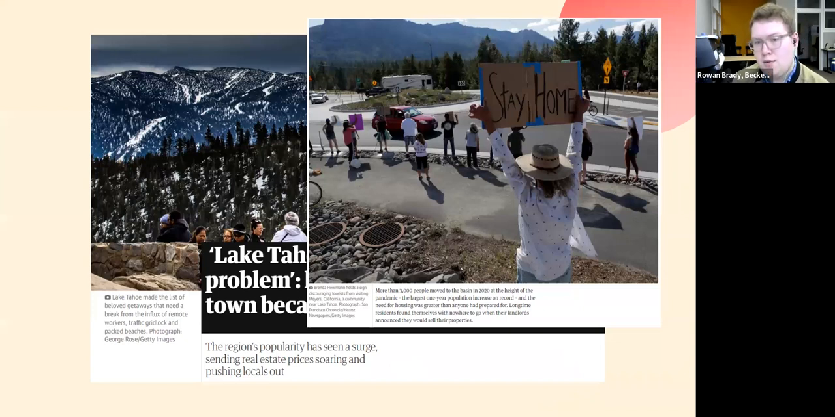And I want to highlight this story to show that communities across the country are grappling with this idea of how to plan for tourism and the implications that the tourism industry has on local communities. And while I think Lake Tahoe is an extreme example of the dynamics between visitors and locals, it does provide a cautionary tale for what happens when we don't plan for tourism and let the tourist industry dictate community relationships. Next slide.